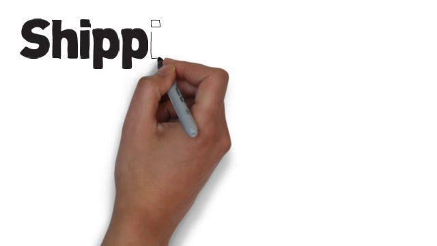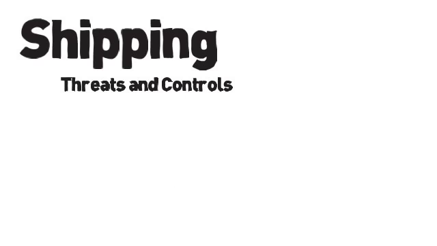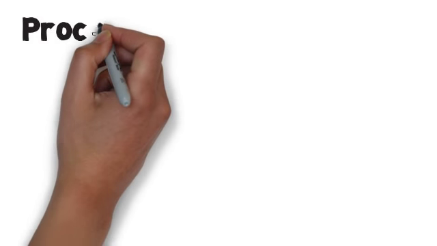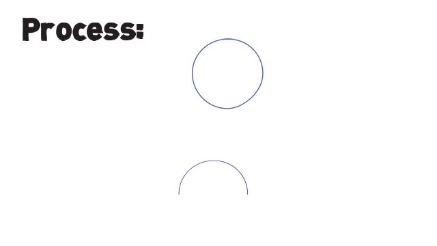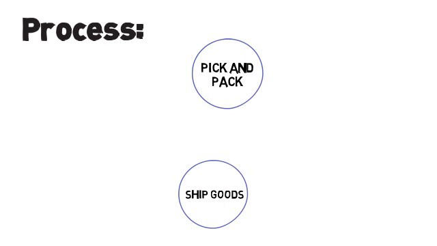Welcome! Today we're going to talk about the threats and controls of shipping. So let's jump right in. The process of shipping involves two main parts: picking and packing the order, and shipping the goods.